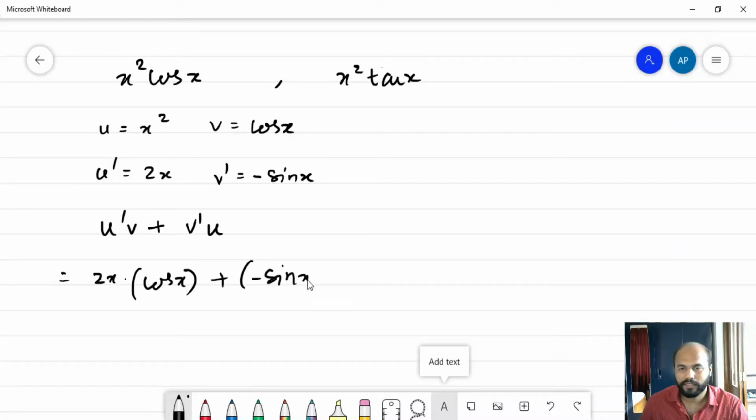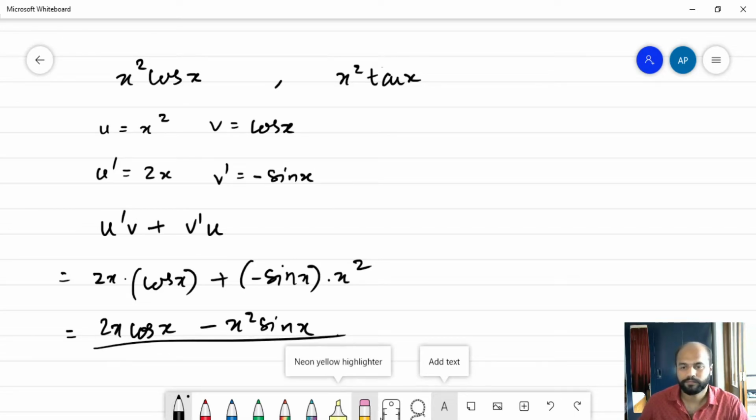V dash is minus sin x, and u is x squared. So the final answer is going to be 2x cos x minus x squared sin x. That is going to be the answer of this question. Let's take the next example.